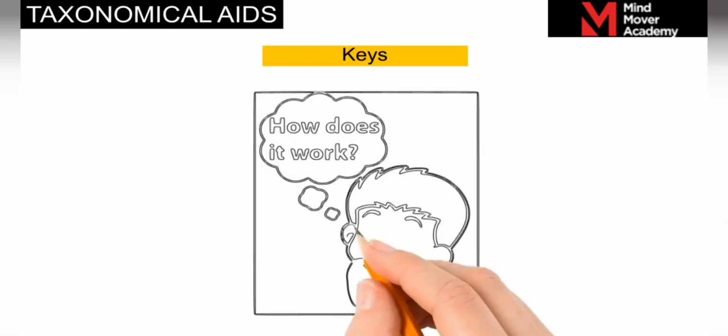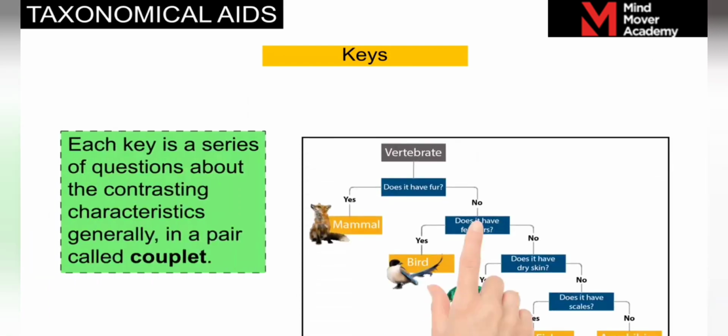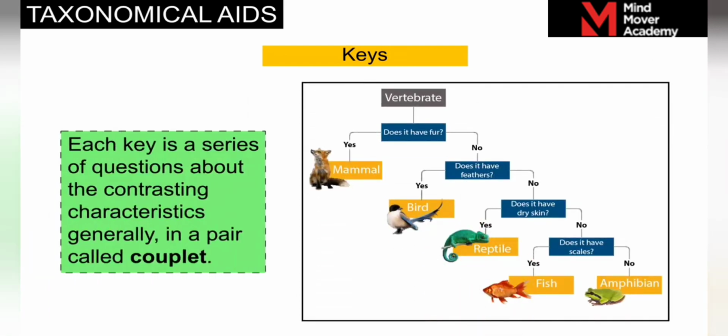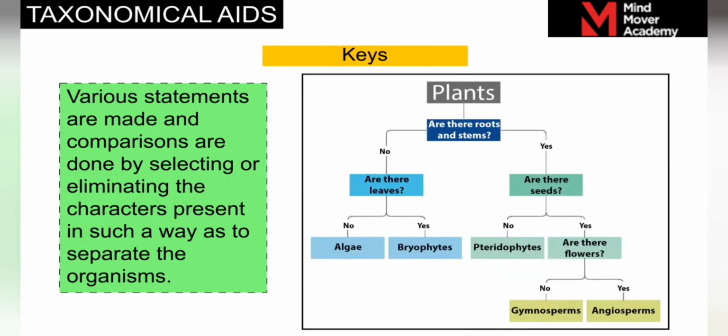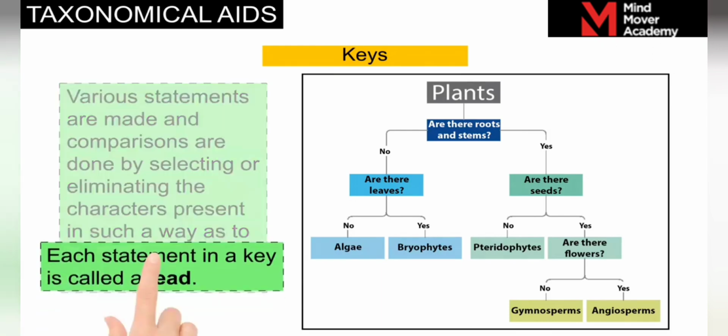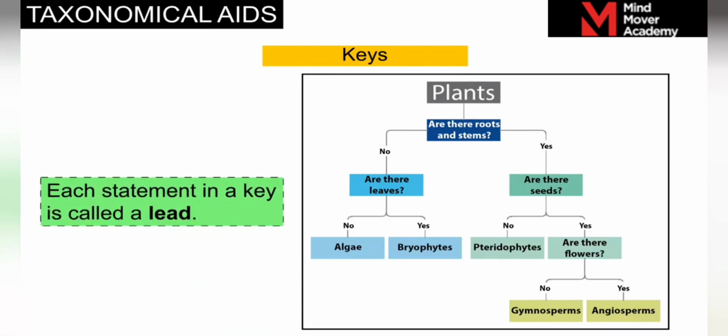And how does it work exactly? Well, each key is a series of questions about the contrasting characteristics, generally in a pair called a couplet. Various statements are made and comparisons are done by selecting or eliminating the characters present in such a way as to separate the organisms. This is continued until all the organisms have been identified. And each statement in a key is called a lead. Now, keys are generally analytical.